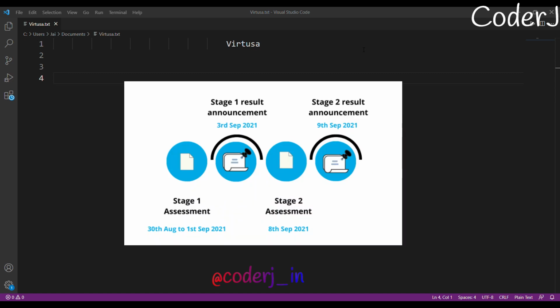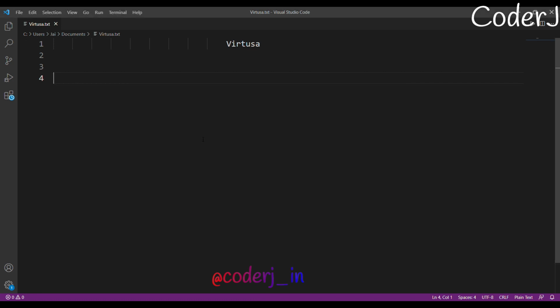From 30th August to 1st September, you'll have your stage 1 assessment. After that, on the 3rd September, your stage 1 result will be announced. On the 8th September, you have your stage 2 assessment, and on the 9th of September, your stage 2 result will be announced, after which your hackathon will begin. Alright, so now let's talk about stage 1.